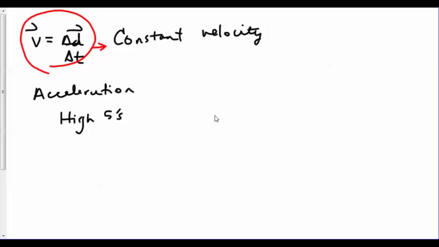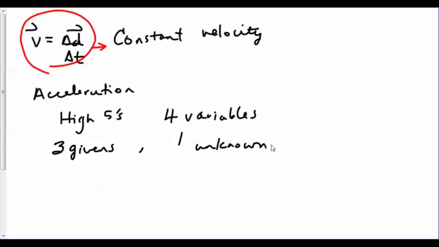Every time we're dealing with the high five, you would notice that every single one of those high five has 4 variables. From the question, you should in general be looking for 3 givens, and there's always one thing that we are looking for, which is called the unknown. With the 3 givens and 1 unknown, we look for the specific equation from the high five that gives me only these 4 but nothing else. So we're going to spend more time reviewing that today.